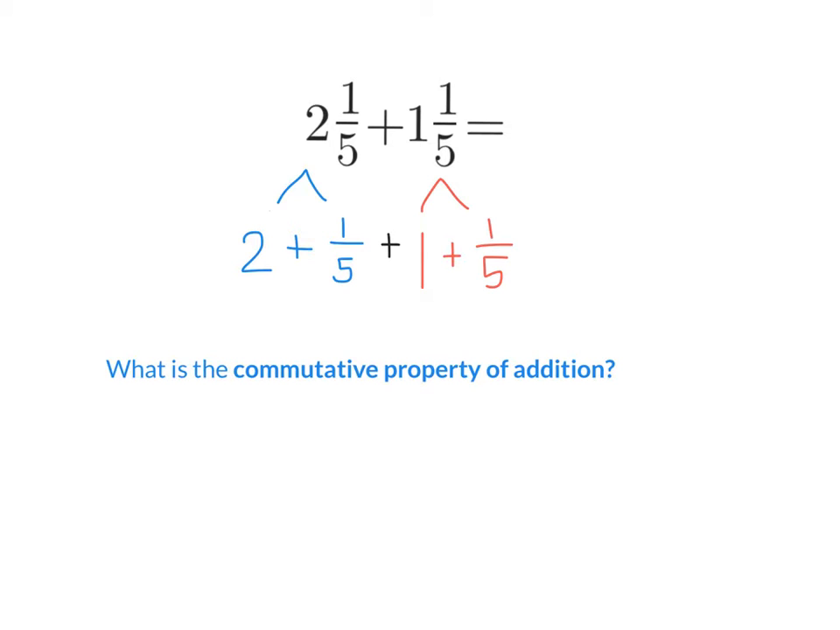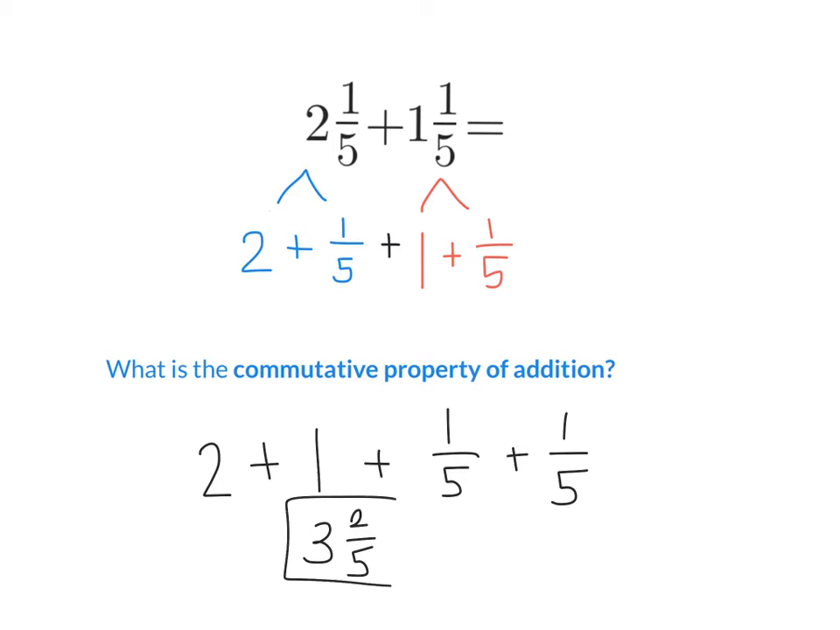Yeah. Okay. So using what we know about the commutative property of addition, what is the commutative property of addition? It says that we can move those numbers, we can commute them and move them around. So could I move them around into an order where I could think of all the whole numbers first and then all the fractions later? Yeah. Let's do that. So it'd be 2 plus 1, those are the whole numbers, and then the fractions are 1/5 plus 1/5. And now it's way easier to think about, right? What's 2 plus 1? 3. What's 1/5 plus 1/5? 2/5. Isn't that way easier to think about?